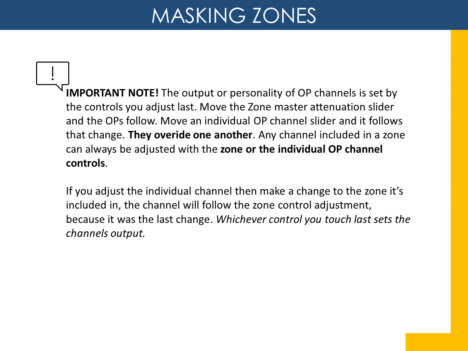Here's an important note. The output or personality of the operating platform channels is set by the controls that you adjust last. Move the Zone Master attenuation slider and the OPs will follow. Move an individual OP channel slider and it follows that change. They override one another. Any channel included in a zone can always be adjusted with the zone or the individual OP channel controls. If you adjust the individual channel, then make a change to the zone it is included in, the channel will follow the zone control adjustment because that was the last change. Remember, whichever control you touch last sets the channel's output.